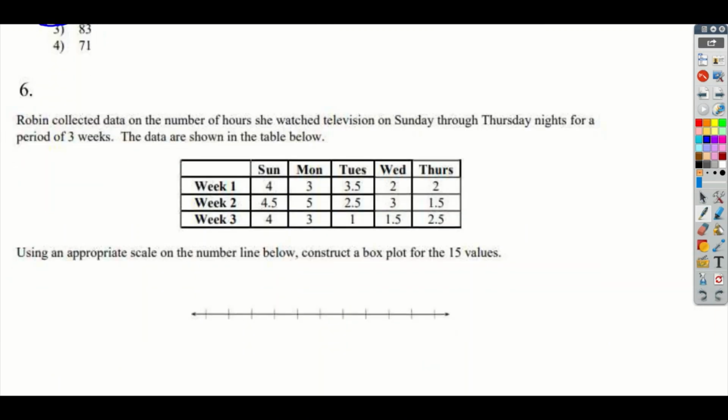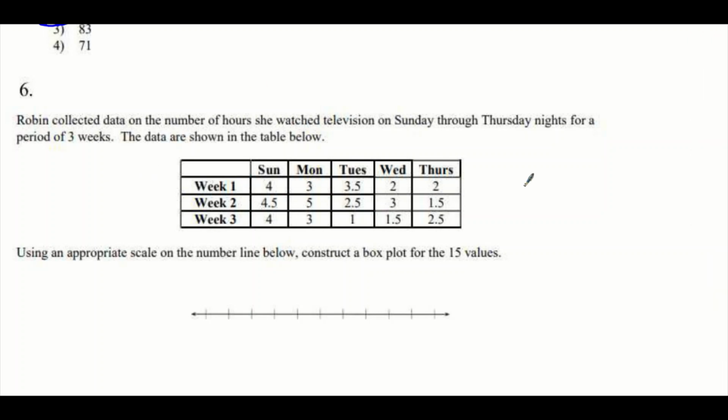All right, number 6, we're going to actually do ours. Now, although it has 3 weeks, this is all the same sorts of data. So he collected the data over 3 weeks, and it's shown below. So don't think it's 3 separate lists. For all 15 values, we're using this as one list. So I'll go ahead and type it in, I'll look at the 5-number summary, and then we'll do it together.